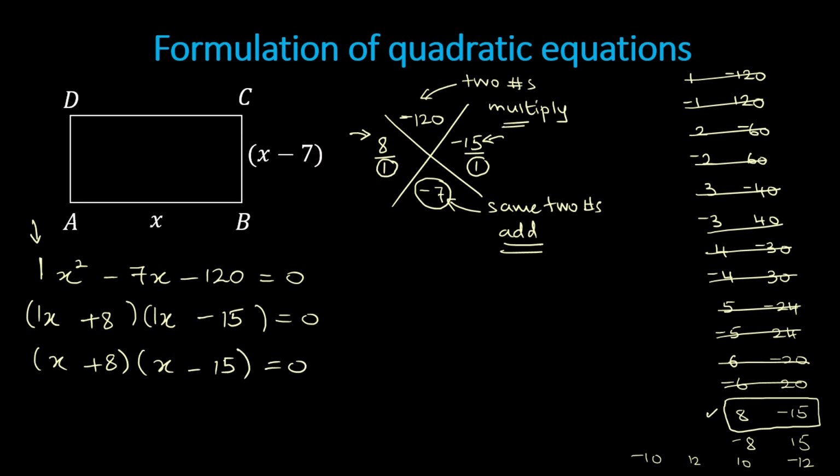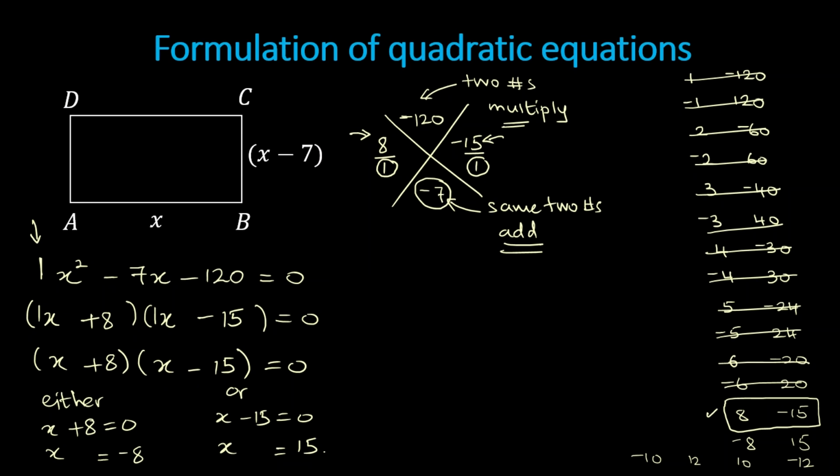Now we have simply to equate each factor to 0. Either x plus 8 is 0, the first factor, which gives x as 0 minus 8, negative 8, or the second factor, x minus 15 equals 0. This will give x as 0 plus 15, which is 15. So these are the solutions to this quadratic equation.